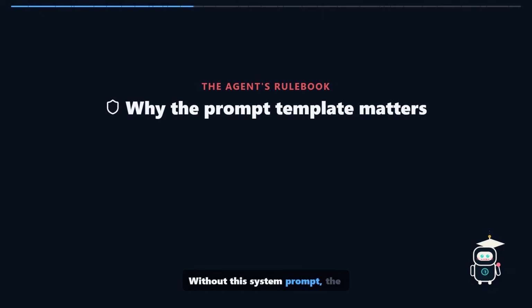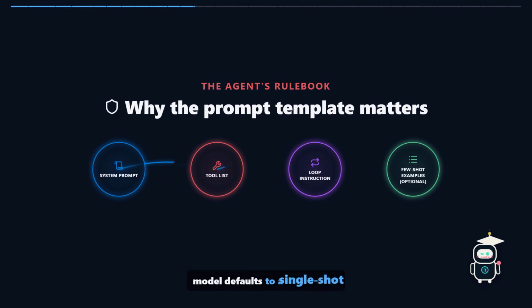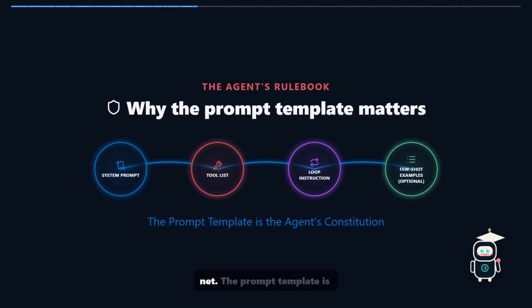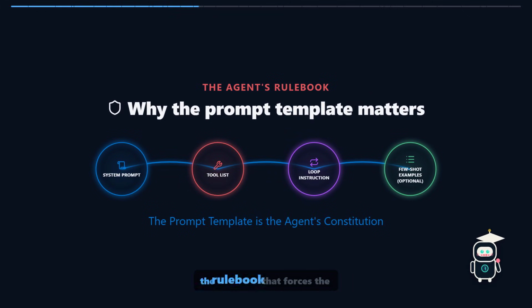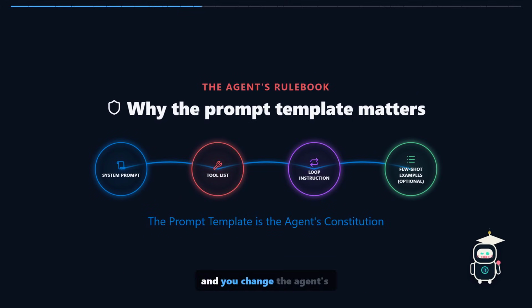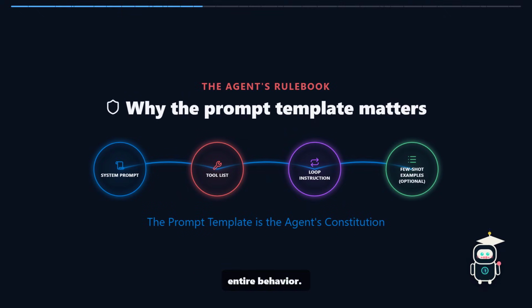Without this system prompt, the model defaults to a single-shot answer from memory. No verification, no tools, no safety net. The prompt template is the rulebook that forces the thought-action-observation loop. Change this paragraph and you change the agent's entire behavior.